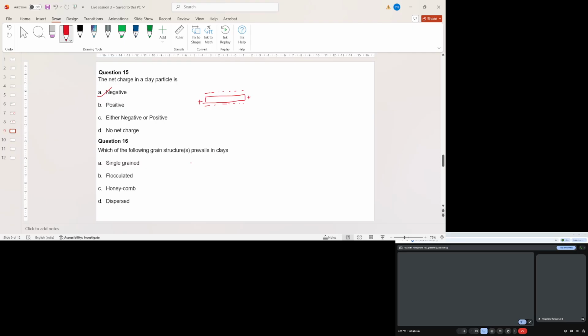Which of the following grain structures prevails in clays? Single grain structure is just the arrangement, neither tetrahedral nor octahedral, which is prevalent in coarse grained soils or sands, right? Especially sands have single grained structure. Flocculated and dispersed are in the case of clays.